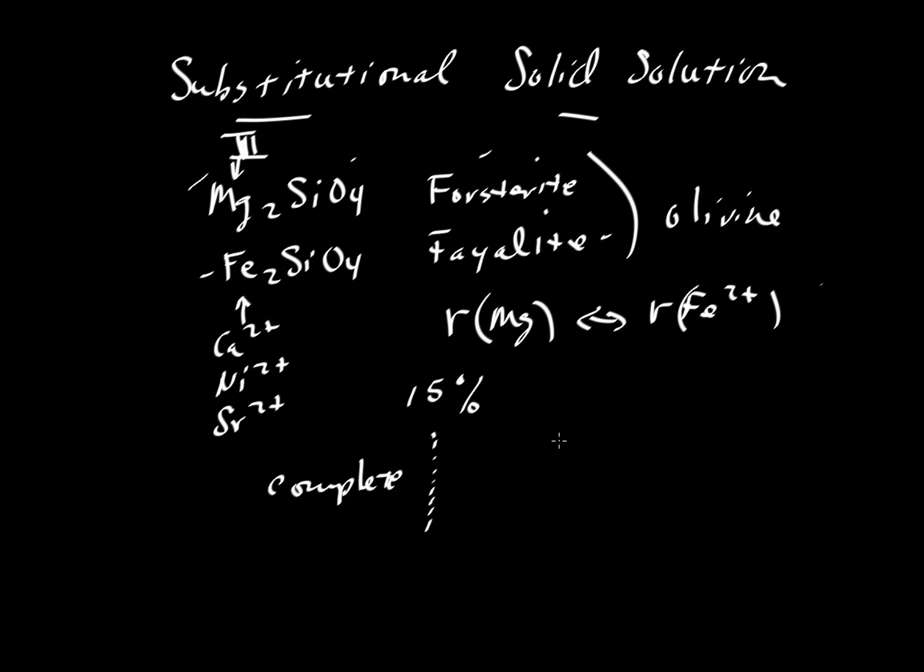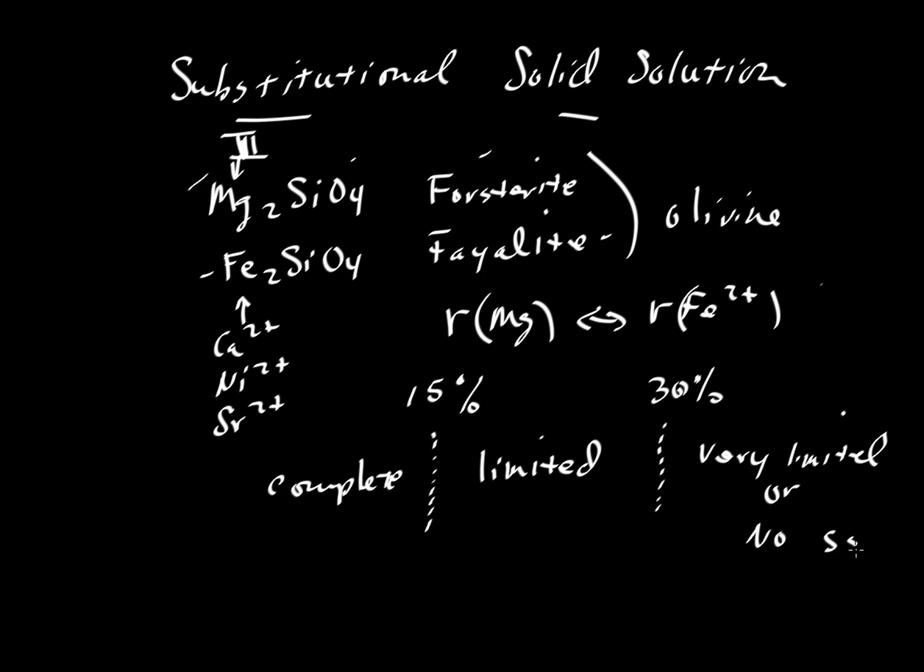But if we get greater than 15%, then we would have limited substitution. Then if we start putting too large of a cation in, it starts distorting the structure and it limits its stability. And then there's finally another limit, and this is approximately 30%, where beyond that we would have very limited at best, or more likely no substitution at all. So we would have no solid solution or limited solid solution. We'll just write SS for solid solution, or complete. So we can compare the radii, and we'll do that in this next slide.